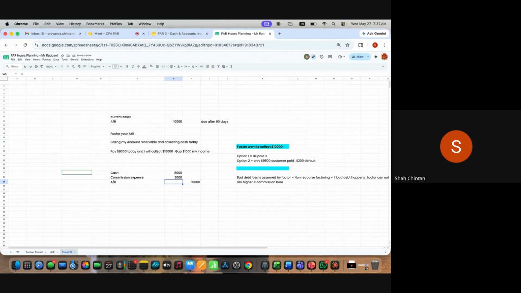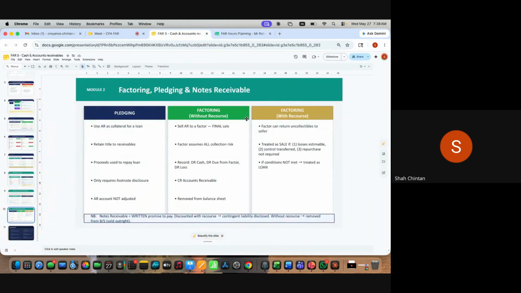So if there is a non-recourse factor, it means a factor cannot come back in the event of the bad debt loss. So generally the commission expenses are higher, and it is called a non-recourse factor. So without recourse, meaning the factor cannot come back. It's a final sale. The factor assumes all the collection risk. What is the entry? You debit cash account, you debit your expenses, and you debit your accounts receivable.